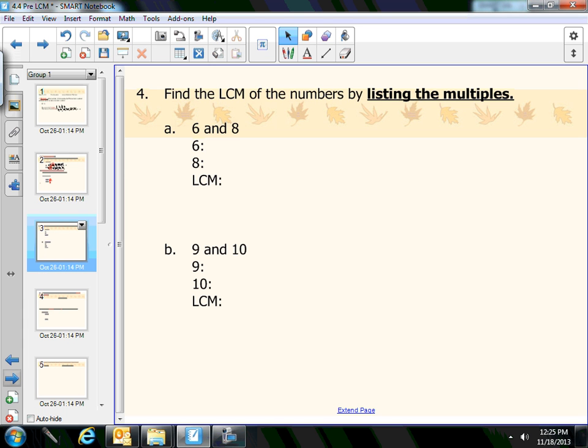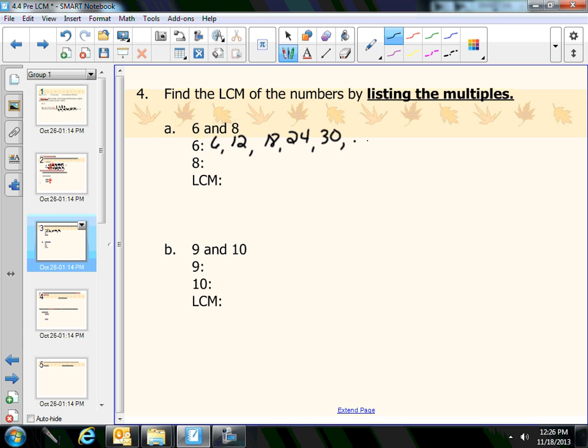Now in number 4, we're going to find the LCM, which is the least common multiple of the numbers, by listing the multiples. So since I'm listing for 2, I'm just going to list them out as far as I think I need to until I find a common multiple. Now I can tell that the least common multiple of 6 and 8 is 24.